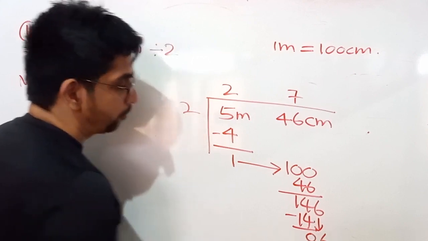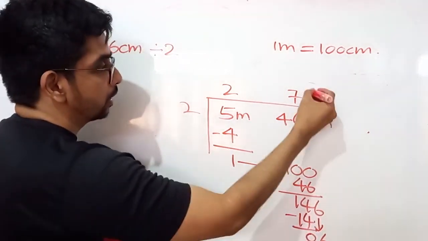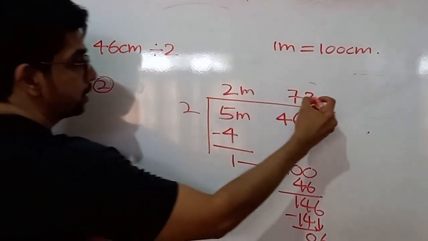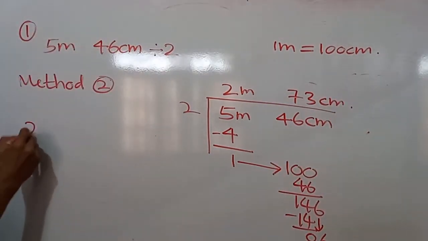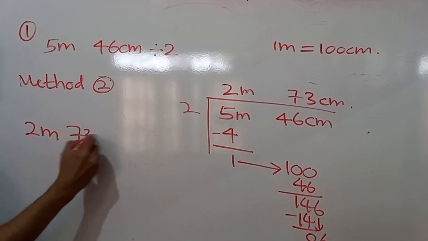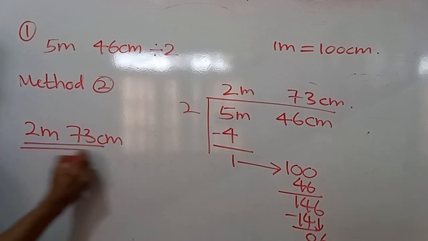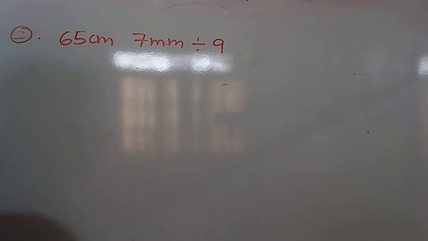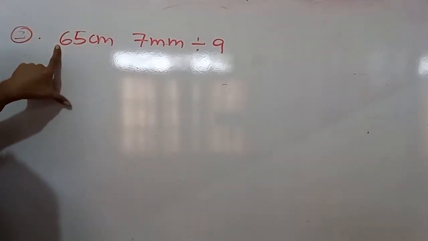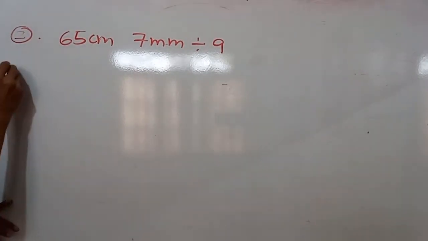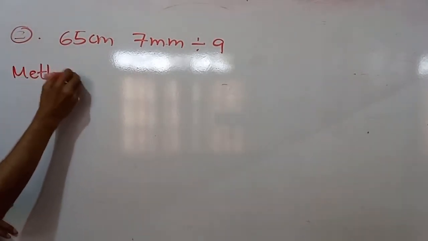Now get the 6. How many 2's are there in 6? Right? And write down meters and centimeters here. Now the answer is 2 meters and 73 centimeters, just as before. So I will get the answer using both methods. Right? So this will be method number 1.